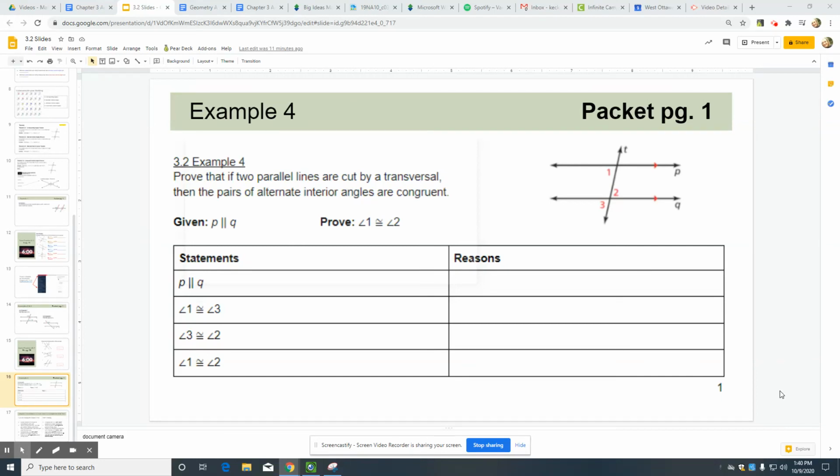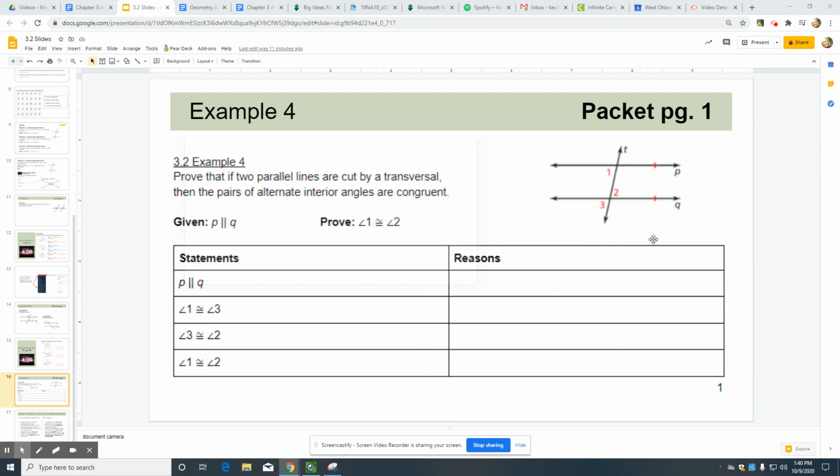In this last video for lesson 3.2, we're actually going to prove how we know that alternate interior angles are congruent. So we're going to go ahead and do a 2-column proof. This will be really good practice to just practice using the different theorems that we have and seeing what that would look like in a proof.